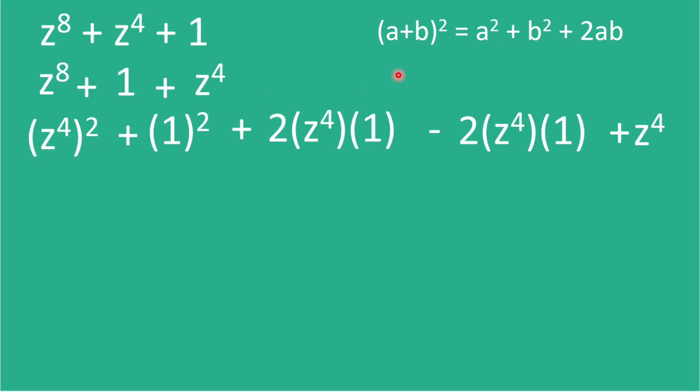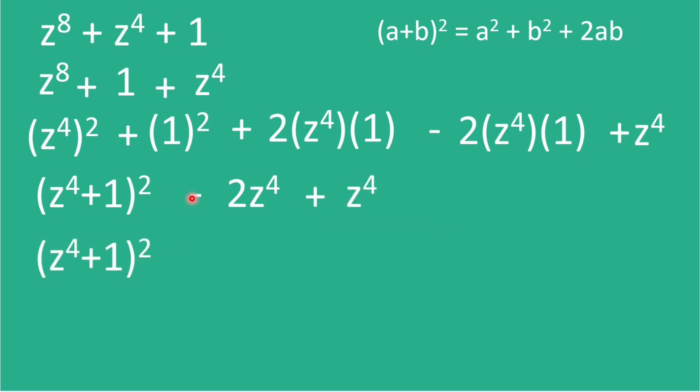And now this is in the form of a squared plus b squared plus 2ab, which is equal to a plus b all squared. So this will become z power 4 plus 1 all squared. And now minus 2z power 4 plus z power 4 is equivalent to minus z power 4, and then we can write this z power 4 as z square all squared.